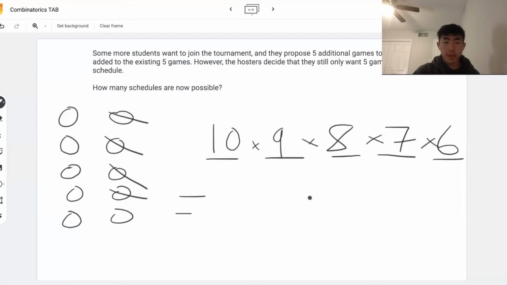If you want to plug that into a calculator, go ahead. Actually, I'll just do it here. So it would be 10 times 9 times 8 times 7 times 6, which would be 30,240. So that's a lot of schedules. Good thing we didn't try to count all of those.